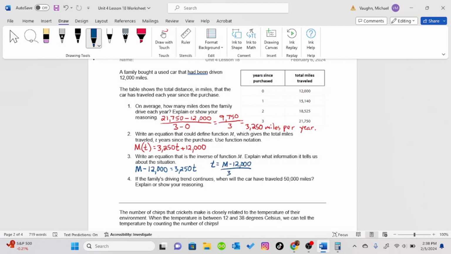t equals (m minus 12,000) divided by 3,250. And this tells us how many years since purchase using total miles as input.